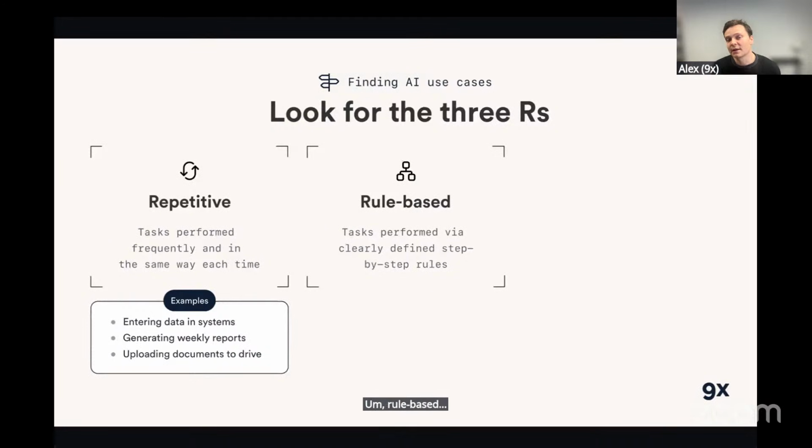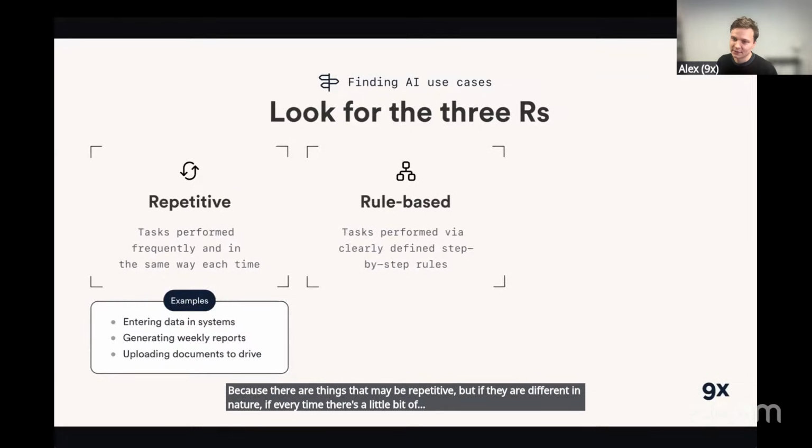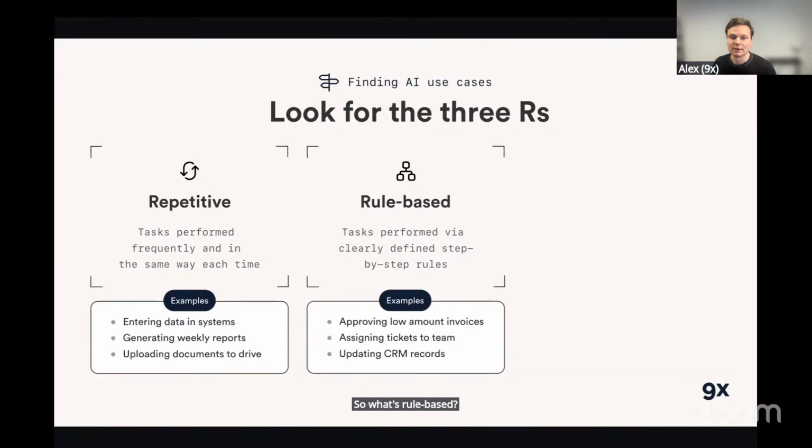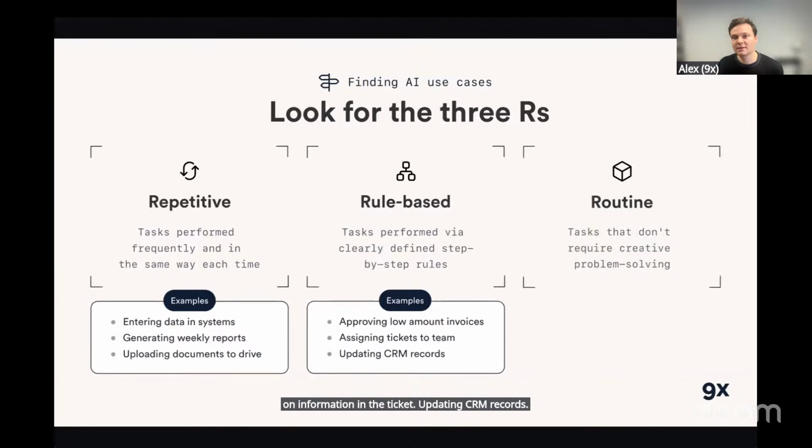Rule-based is the second R. So the tasks that are performed via clearly defined step-by-step rules. Because there are things that may be repetitive, but if they are different in nature, if every time there's a little bit of a twist that you bring, it's going to be harder to automate. So what's rule-based? Approving low amount invoices. Assigning tickets to a team member based on information in the ticket. Updating CRM records. And I already spoiled the third R.